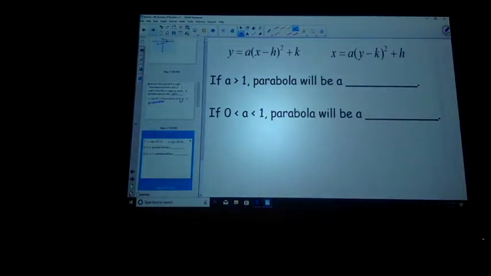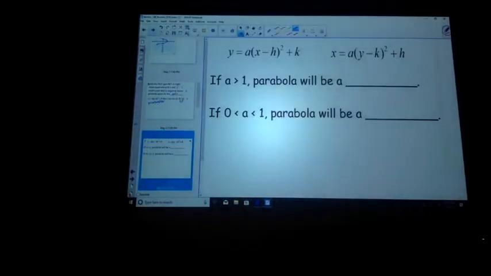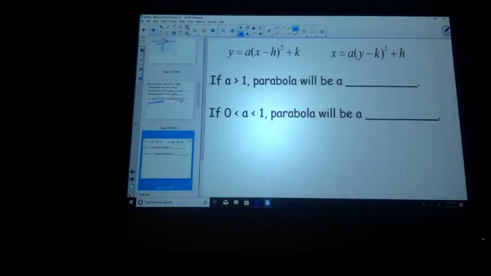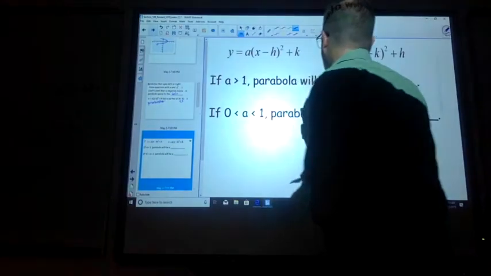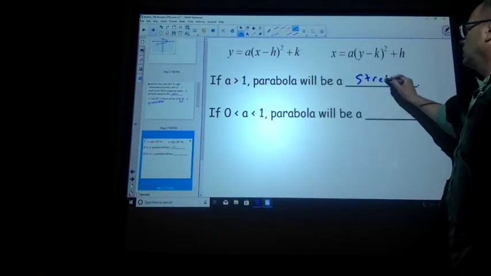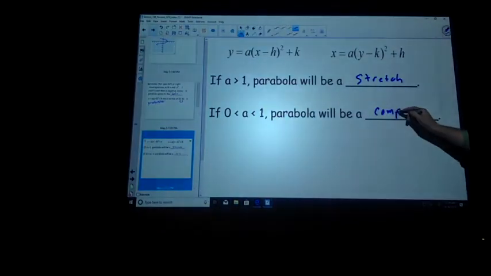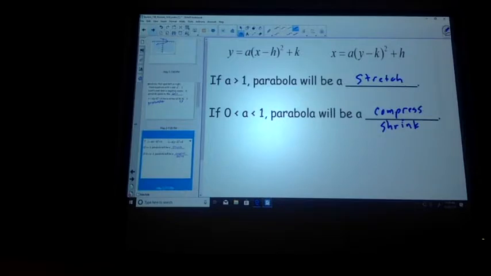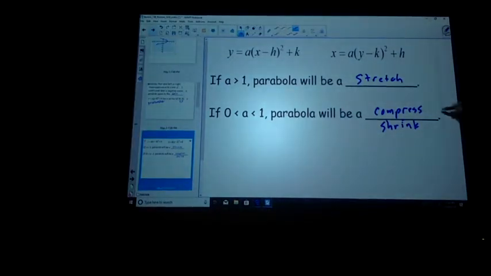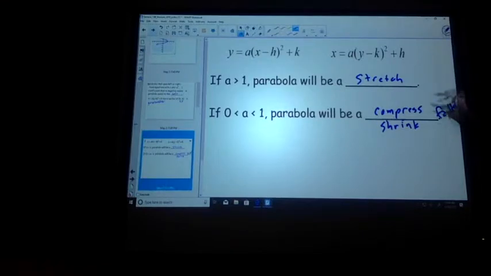All right, so y equals, that's the traditional one, y equals a times x minus h quantity squared plus k. And x equals a times y minus k quantity squared plus h. So the big note is seeing how the h and k flip-flop. If a is greater than 1, the parabola will have a stretch. And if it's between 0 and 1, it will compress. And sometimes they might say shrink. So both those words probably could be used interchangeably. So this will be a fatter parabola. This is skinny.